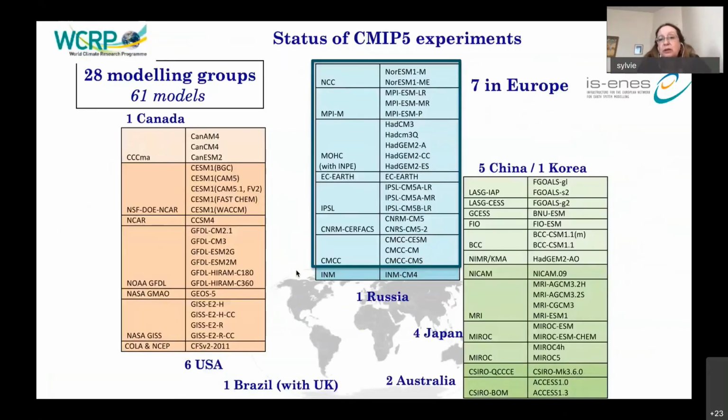To give you an idea, I'm not going into all the details, but for CMIP5, for example, you have where the simulations are run. Typically, 1 in Canada, 6 in the US, 7 in Europe, 1 in Russia, 5 in China, 1 in Korea, 4 in Japan, 2 in Australia. And at each time, you can see that for each modeling group, institution, you have a range of model configurations. So often you have several configurations at different resolutions or for different complexity of the models. So for example, for CMIP5, about 28 modeling groups, 61 model configurations.